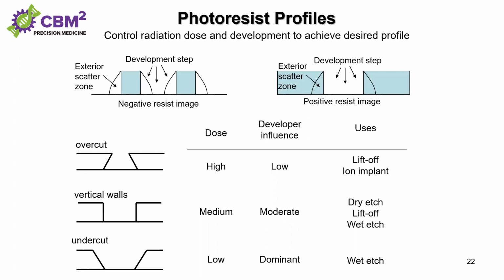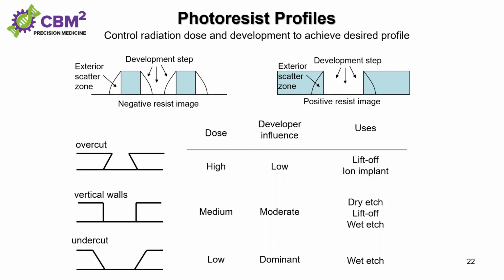sidewall profiles. Of course, ideally we want to have a vertical wall, but purposely some people want to have overcut, and some people want to have undercut. For example, if you want to do the metal lift-off process, an undercut structure is preferred. And if you want to make a mold insert for a molding process, a slight undercut is preferred to facilitate the demolding process.